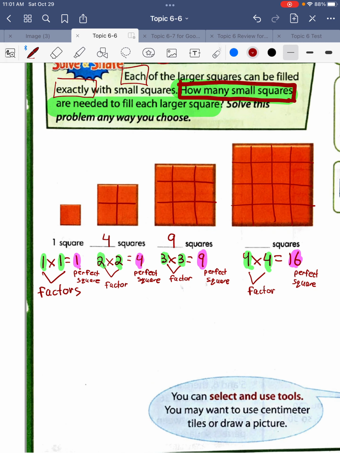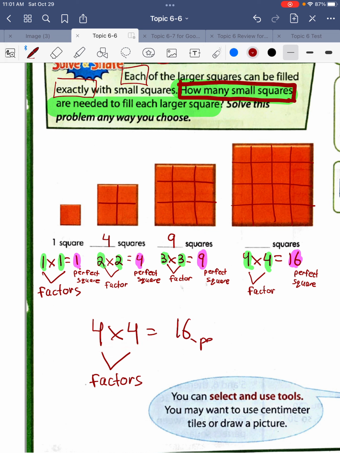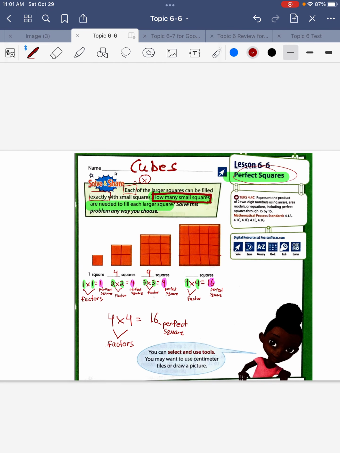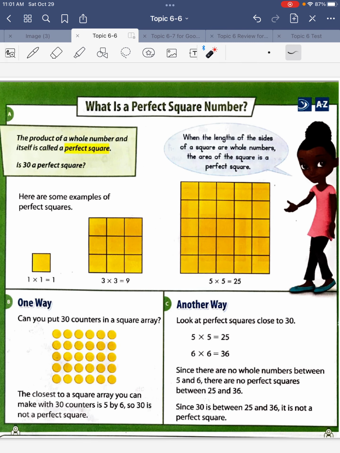So if you notice the pattern with perfect squares, you know you have a perfect square if you are using the same two factors. You have to get the same two factors, and you know that your perfect square will be 16 because 4 times 4 is 16. Those are what perfect squares are. So let me go to the next page, with more detail on the perfect square.